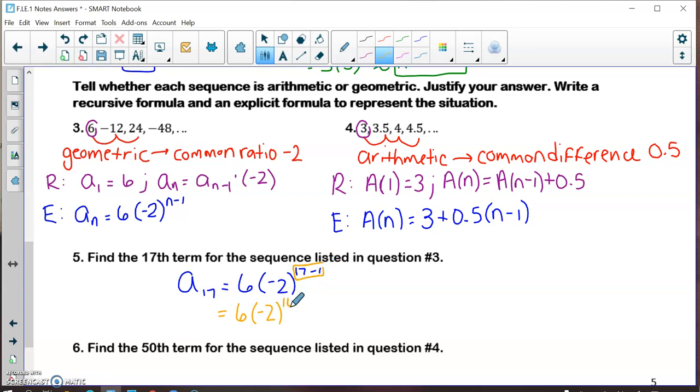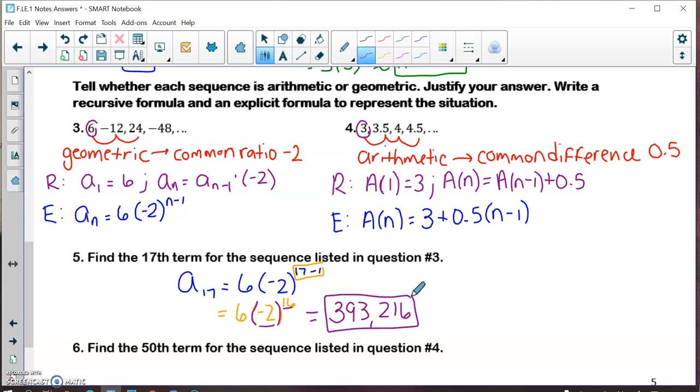Now again, this is very important because when I put this in my calculator, I need to put parentheses around the negative 2. This negative 2 is being raised to the 16th power, so we should get a positive answer. So I'm going to type in 6 times parentheses, negative 2, close your parentheses, caret, which is the exponent, to the 16th power, and I get 393,216.